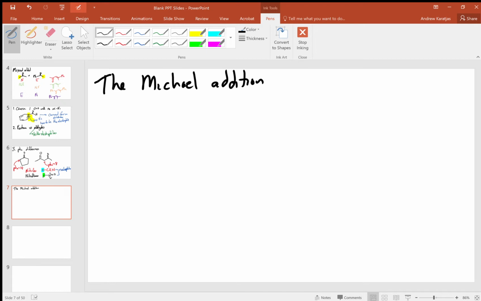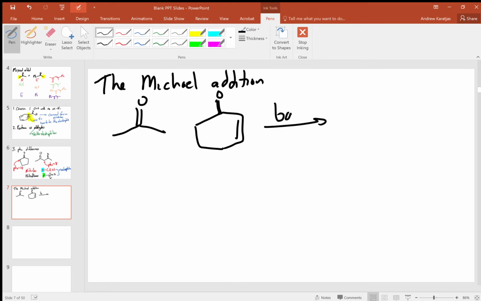So mechanistically, it's going to follow the exact same steps we've seen for 1,4 additions previously. The only difference is the nucleophile. And so we can see an example of a 1,4 addition or Michael addition using these two compounds.